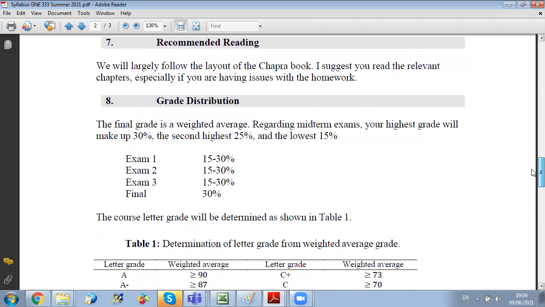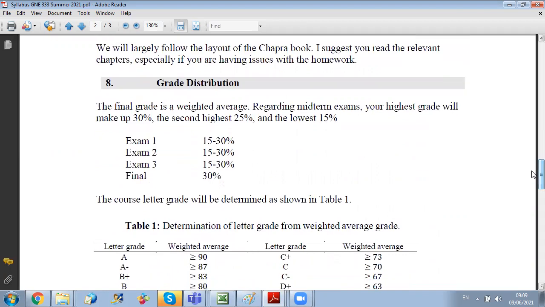Now, concerning the grade distribution in the course, you will have 3 exams and 1 final. And as I told you, because the time is very short, expect an exam each week or each 10 days. For the first exam, I expect we will have it within 10 days. After this, maybe after 1 week, the second, and after 1 week, the third, because the time is limited.